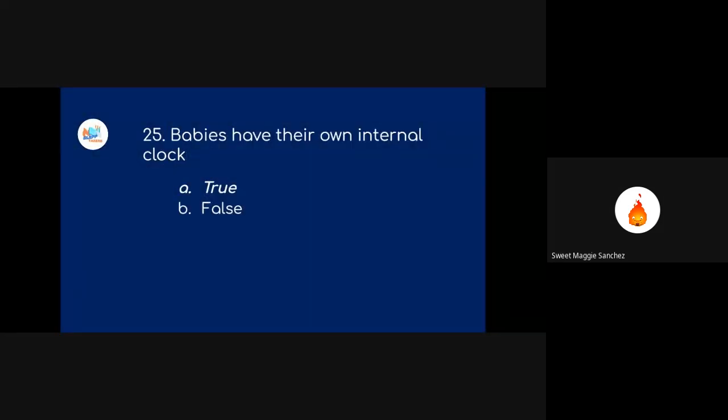Question 20, Question 25. So, babies have their own internal clock. So, it's actually true, no? Himala. So, as a mother, no? Oh, I'm not a mother. So, if nanay ka na, I might papasok. Okay. So, usually yung may tumawa. Yes, I'm not a mother.